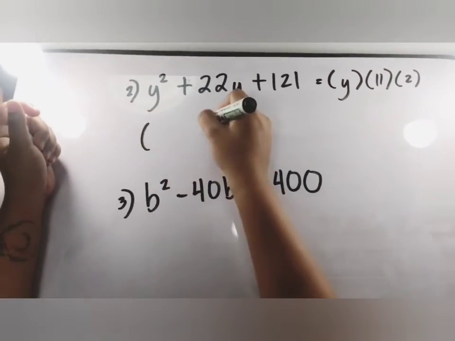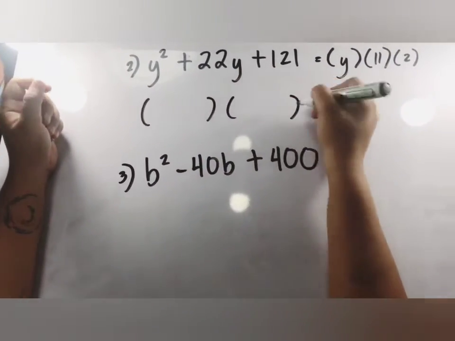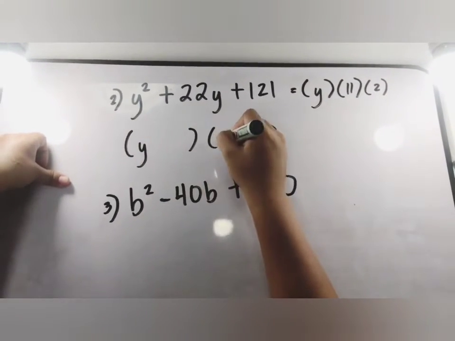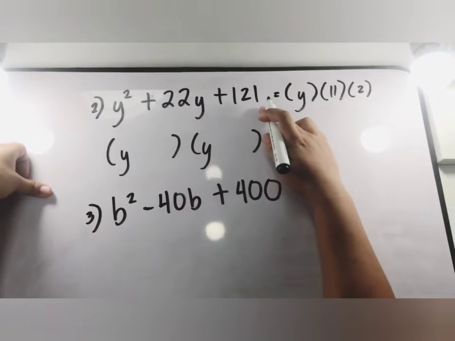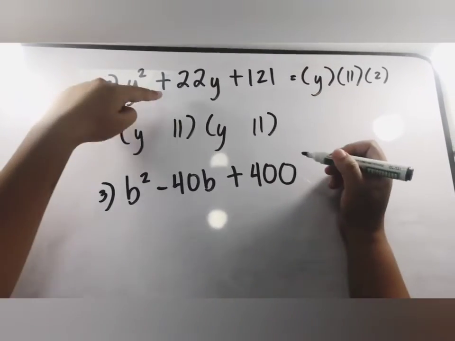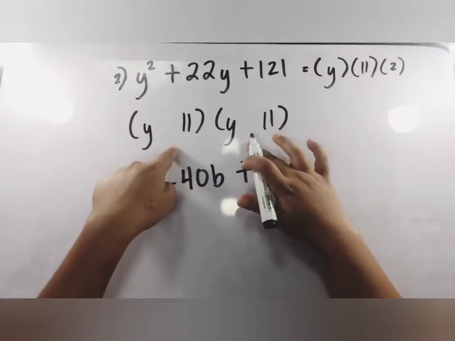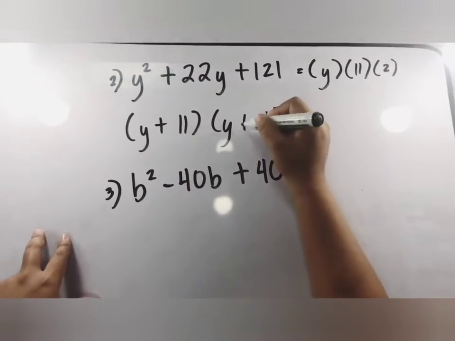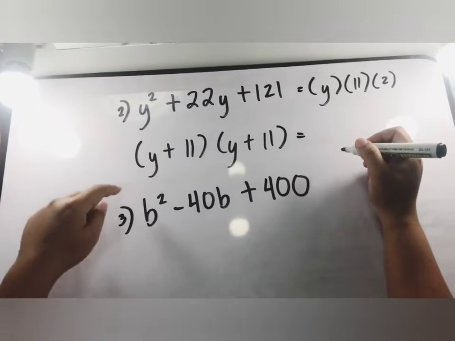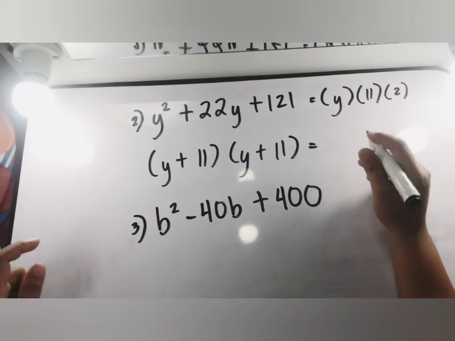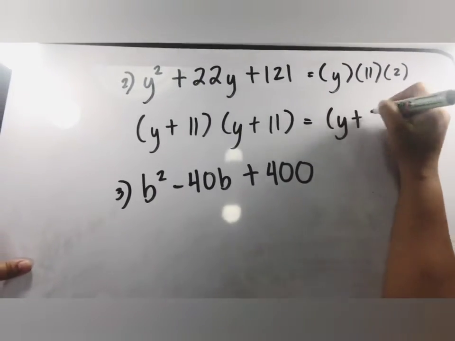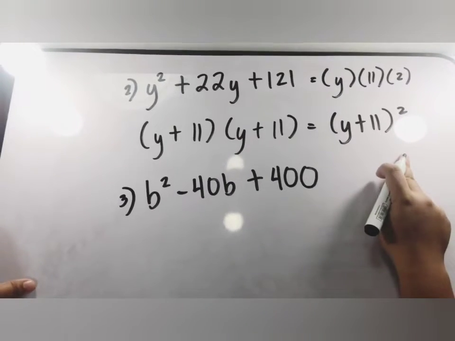So, now, let us get the factors. Square root of y squared, y. Square root of 121 is 11. Then, with the sign, since the middle term is positive, the factors are also positive. So, the answer is quantity of y plus 11 times the quantity of y plus 11, or simply the quantity of y plus 11 squared.